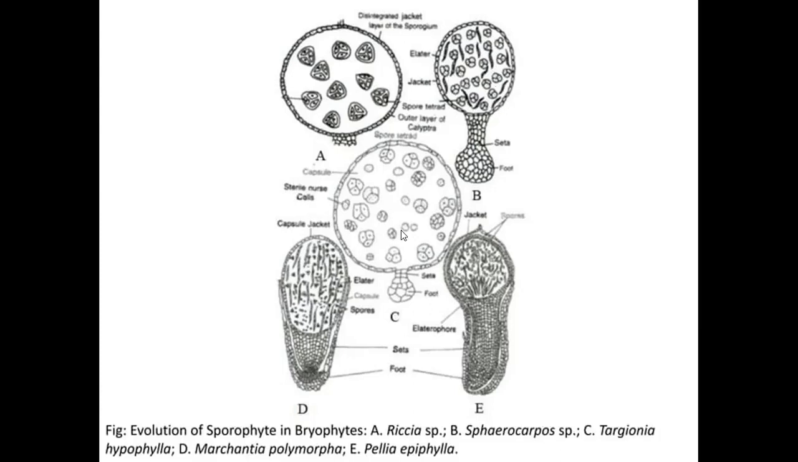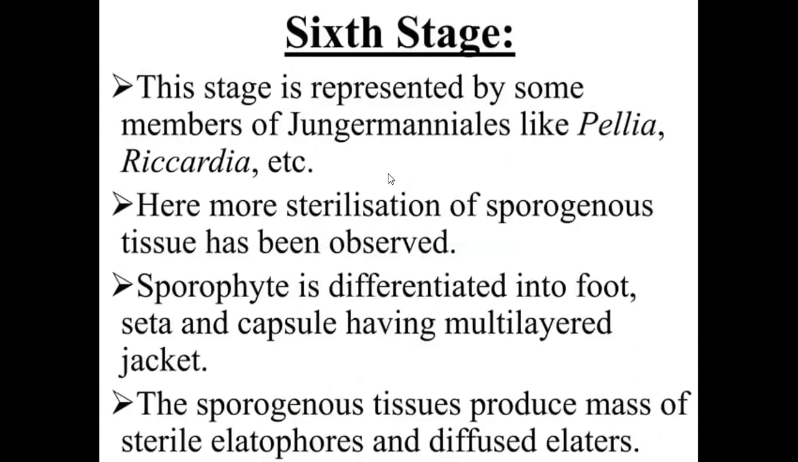Now, when we move on to Targonia, we can see the complete sporogenous tissue being converted, with a foot and seta region. Then there is Marchantia, where there is a gradual development of the seta for conduction, and a long elongated capsule region. Many spores and elaters with spiral thickenings can be observed. Next, similar to this is Pellia also, where a gradual development of the seta and the foot region can be observed.